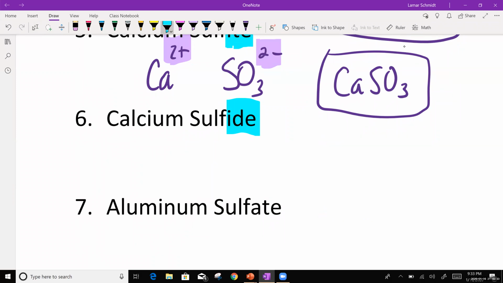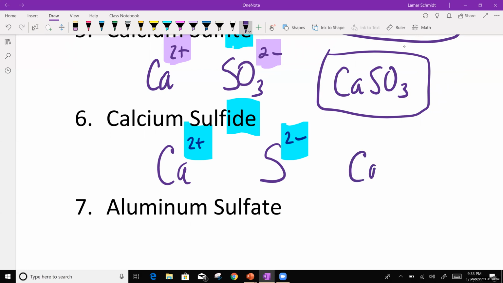So you look at calcium, Ca, 2 plus, and you have sulfide, S, 2 minus. And again, the sum of the charges equals 0. 2 plus -2, so you just write it as it appears, CaS.